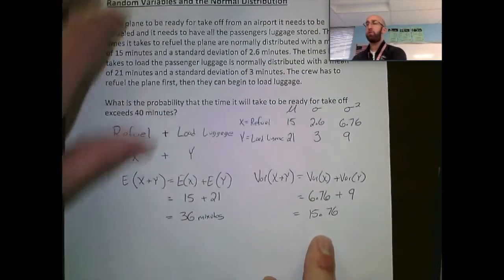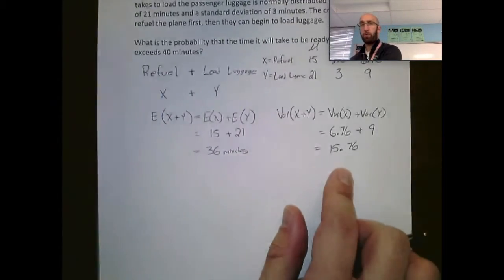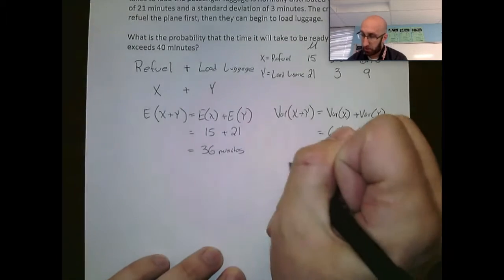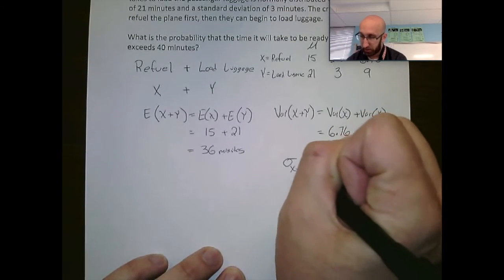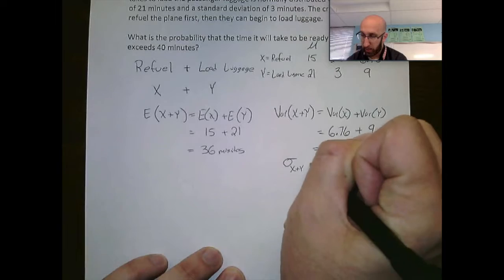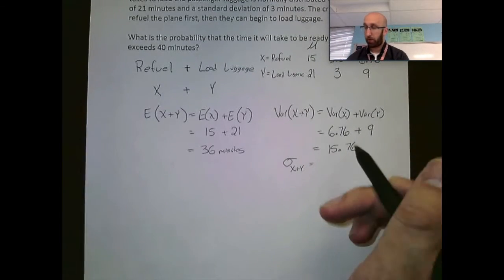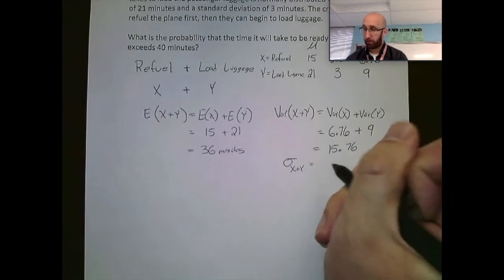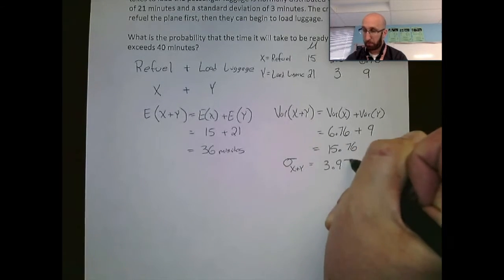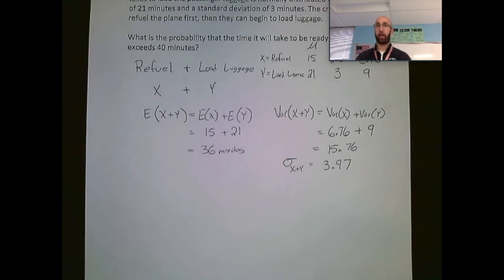Okay, so that's my new variance, but what we want is things in terms of standard deviation. So the standard deviation of X plus Y, aka the standard deviation for the time it takes to get this plane ready, is the square root of our variance, which is 3.97. Okay. Now in our problem, it mentions that things are normally distributed.